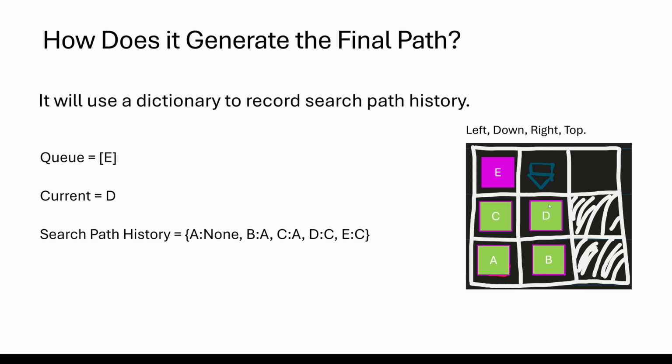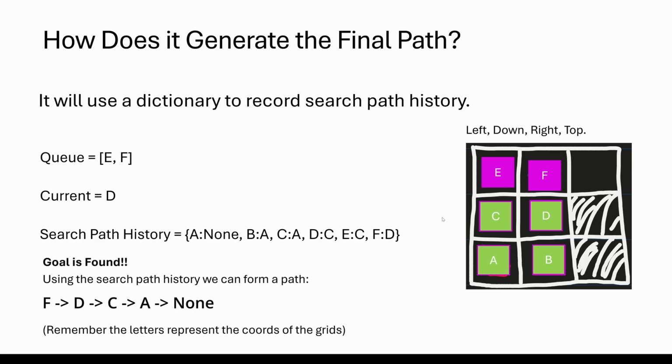So we'll look at D now, and we look at D's neighbors, and the only grid which we could really look at is the one on top, because everything else is visited or blocked. And yeah, we get to the final grid, which is F. And then after that, we could just end the algorithm. And then yeah, we could just reconstruct the final path now.